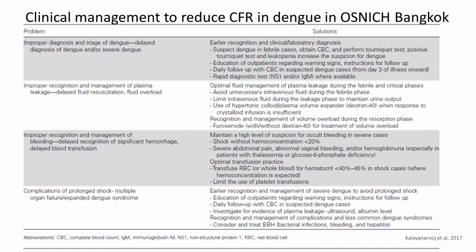And when the problem is related to improper recognition and management of plasma leakage, then the solution should be optimal fluid management of plasma leakage during the febrile and critical phases. And when the problem is related to the complication of prolonged shock or multiple organ failure or expanded dengue syndrome, then the solution is earlier recognition and management of severe dengue to avoid prolonged shock.